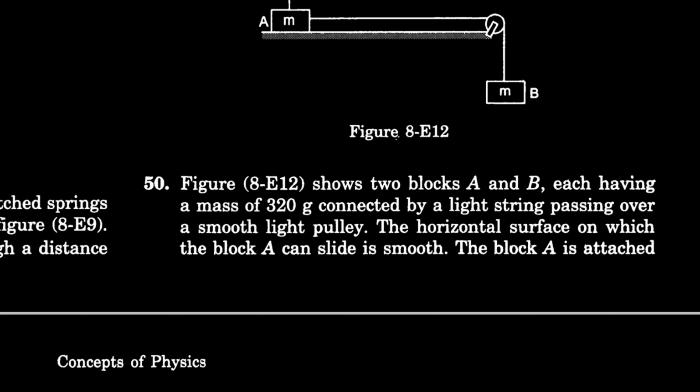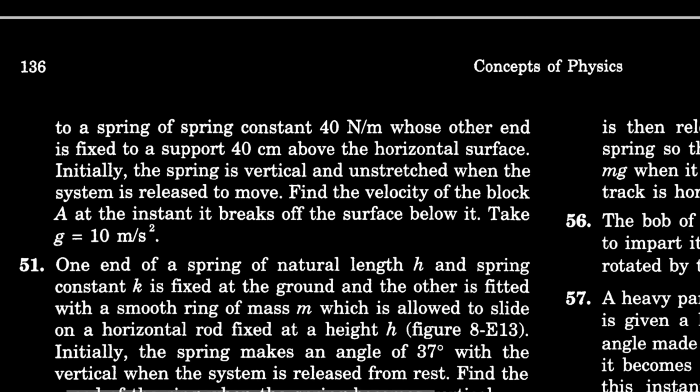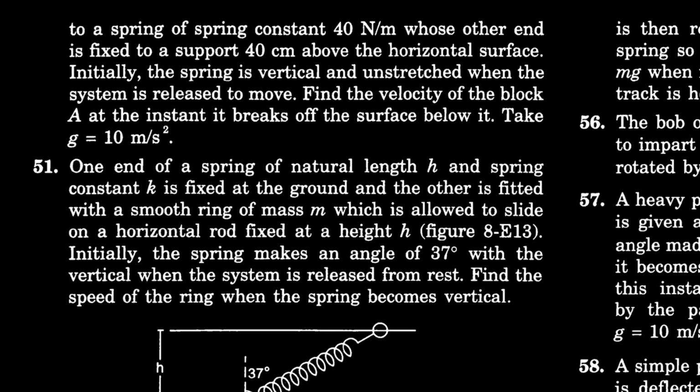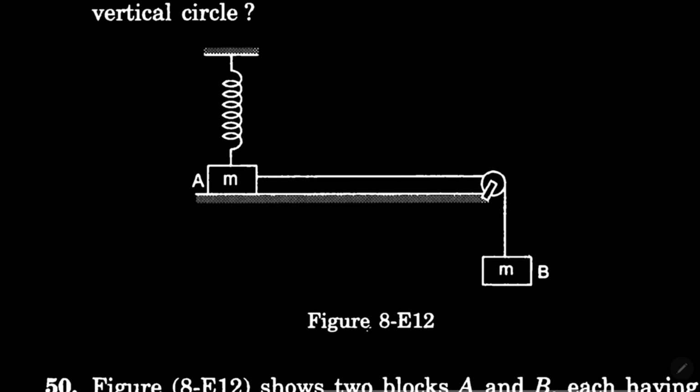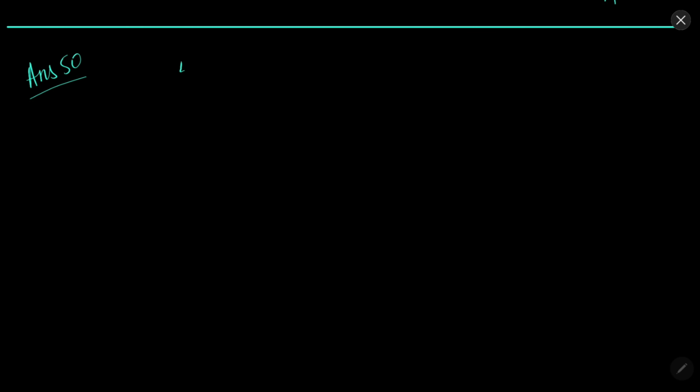In question 50, we have two blocks. The horizontal surface on which the block A can slide is smooth. The block A is attached to a spring of spring constant k. Now we need to find the velocity of the block A at the instant it breaks off the surface below it. This diagram is given for question number 50. So now let's draw the situation.